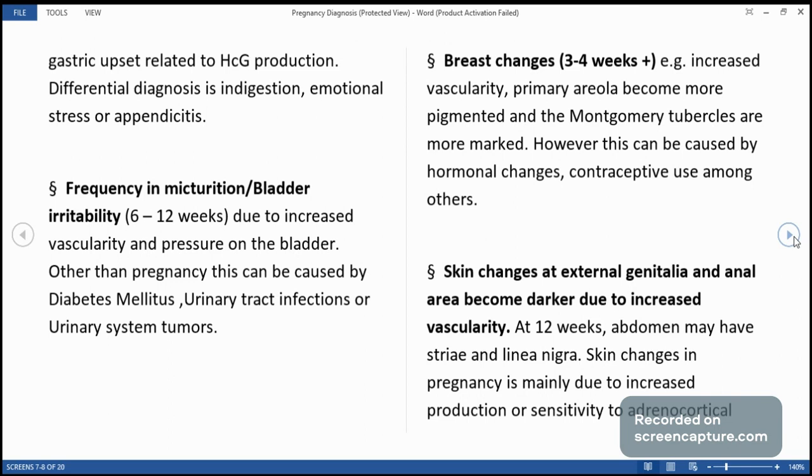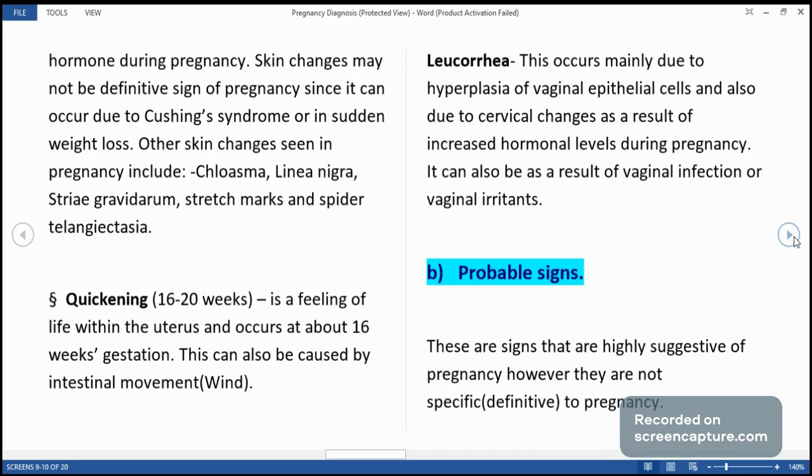Okay. Skin changes: the external genitalia and anal area become darker due to increased vascularity. At 12 weeks, the vaginal region, genitalia darkens, and the abdomen may have striae or linea nigra. That's one line that runs straight from the upper part of the abdomen to the lower part toward the pubis region. So we call it the linea nigra, and the striae will also come. These are stretch marks. Striae are just stretch marks. Okay. So skin changes in pregnancy are mainly due to increased production or sensitivity to what we call adrenocortical hormone. So adrenocortical hormone during pregnancy will bring that one. Okay. So that is always what will come to play.